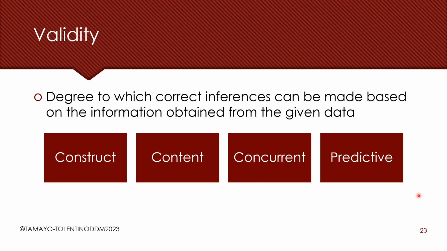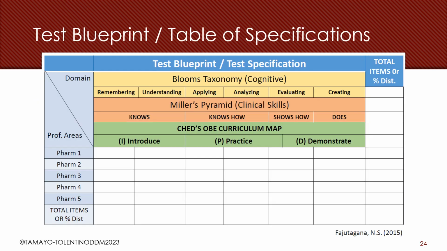Predictive validity means that the assessment results can be used to predict some future behavior. For example, the psychological tests that are used to predict future behaviors of those who take it. Using a test blueprint or table of specifications can establish validity because it maps out the assessment with the outcomes. So any of these can be used.